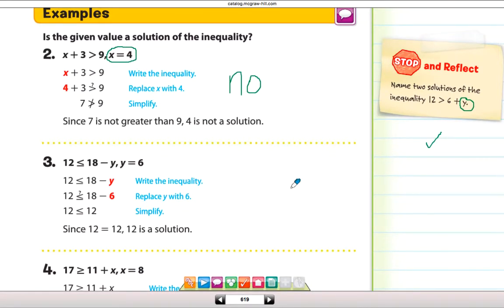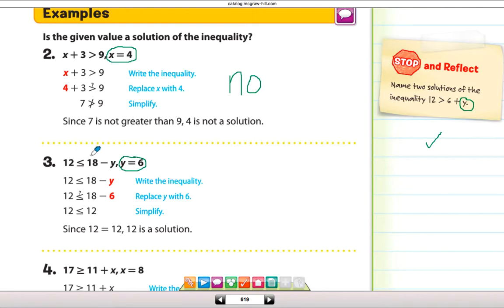I hope it's making sense so far. We're just plugging in a number for the variable and checking to see if our inequality is true or not. So here in number 3, I have y equals 6. So I have 18 minus 6. Is 18 minus 6 going to be greater than or equal to 12?